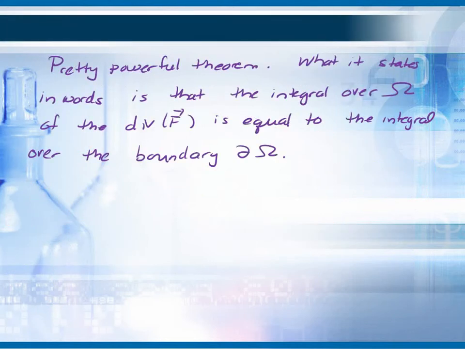So it's actually a very powerful theorem. And what it states in words is that the integral over omega of the divergence of the vector field is equal to the integral over the boundary of the region. So it's pretty powerful, and really amazing if you think about it. With knowledge of only the information at the boundary, you can tell something about the volume. With knowledge of only the volume, you can tell something about the flux. That's pretty amazing.